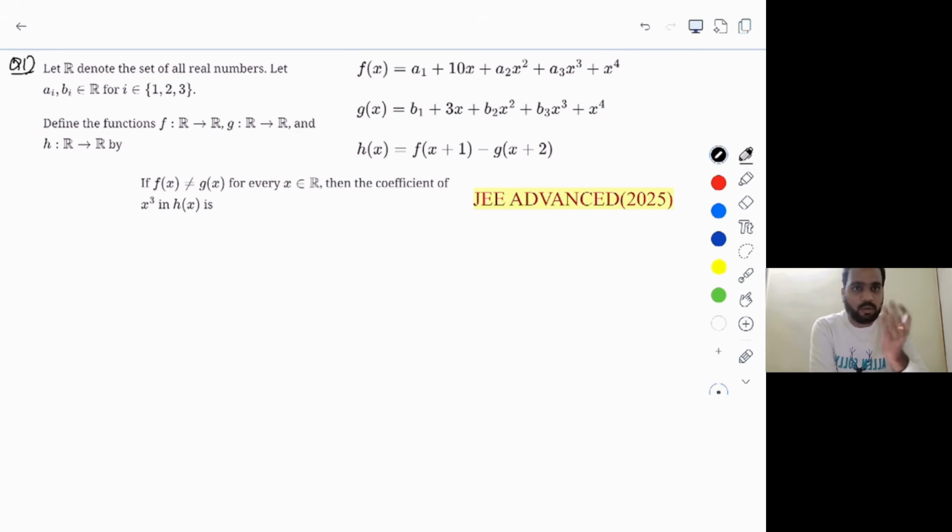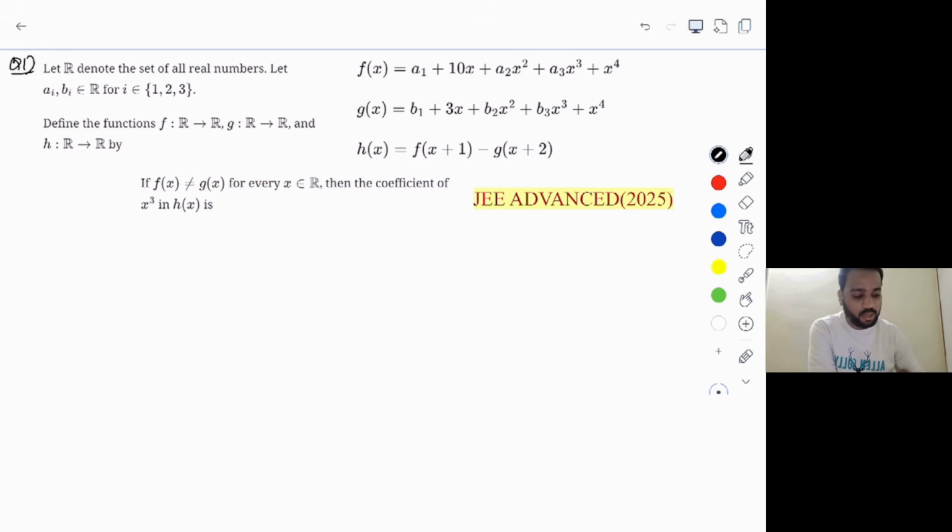Now three functions are given to us: f of x, g of x, h of x. You can just look at the functions given there, f of x, g of x, and you can notice that h of x is a function which is given in terms of f of x plus 1 and g of x plus 2 functions here, right? And the most important part here is the last statement. If f of x is equal to g of x for all x belongs to real numbers, then we have to find the coefficient of x cube in h of x.